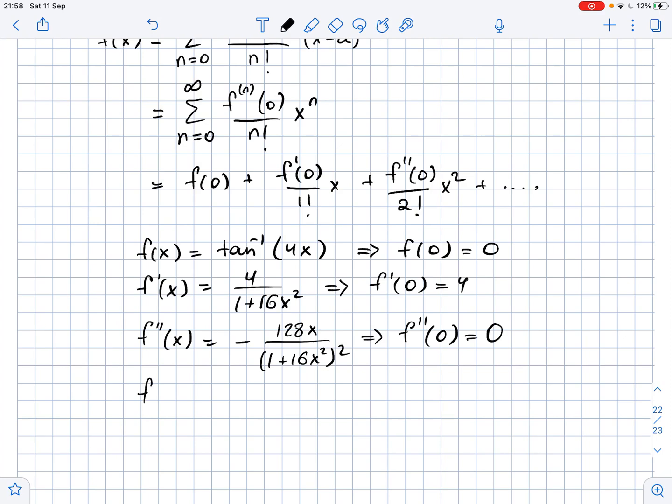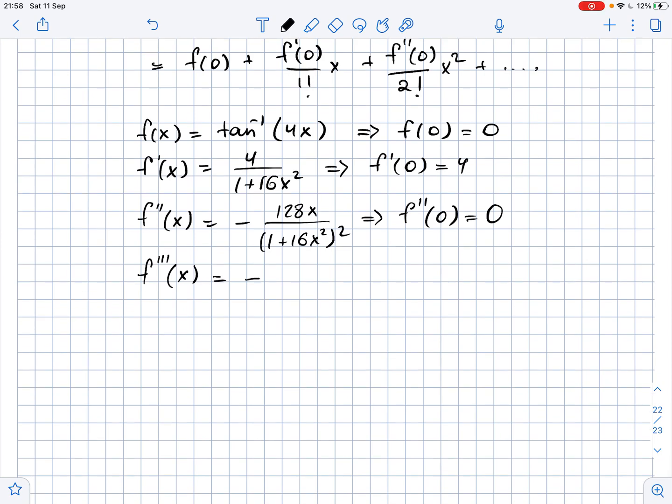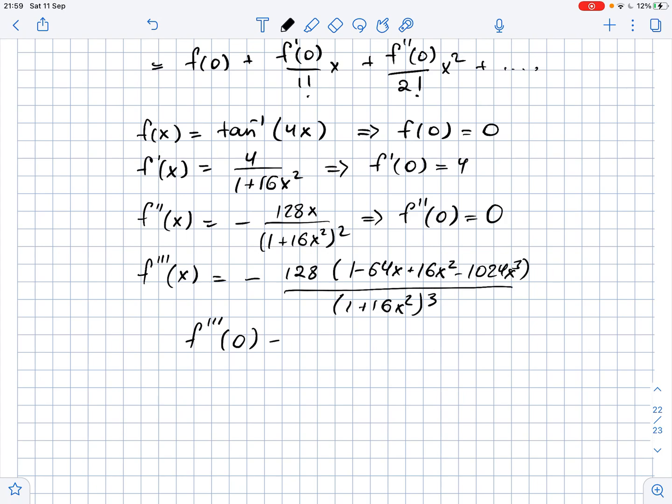The third order derivative of f of x equals negative 128 times 1 minus 64x plus 16x squared minus 1024x cubed divided by 1 plus 16x squared cubed. Then we get that the third order derivative of f of 0 equals negative 128.